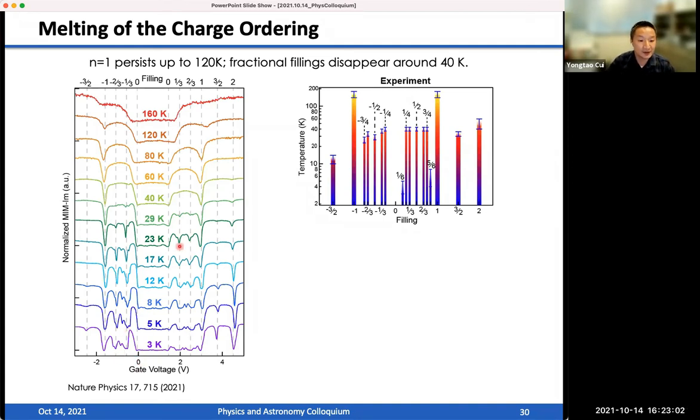Because in all the samples the features are really pronounced, especially the integer filling features, in a lot of cases we assume this feature is the integer filling. From that, we calculate what the filling densities at the other features should be, and that also corresponds very nicely to simple fractions.